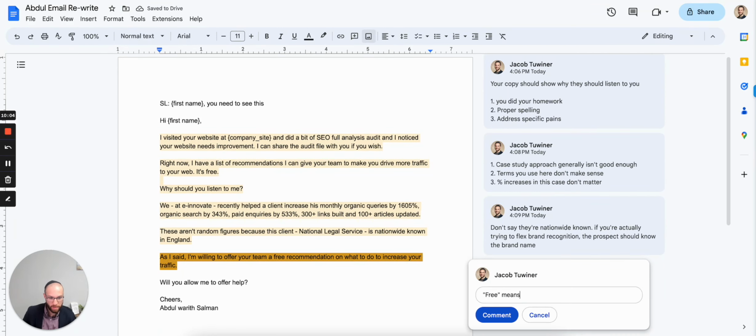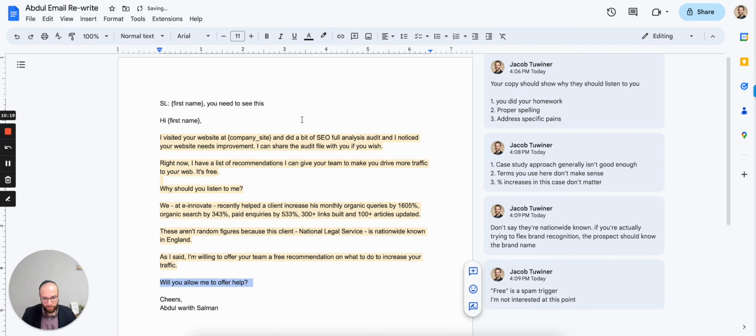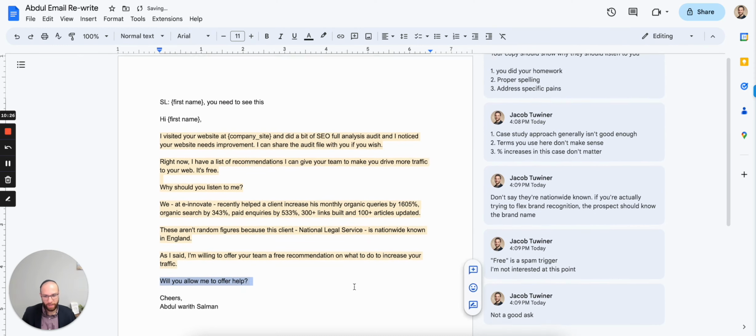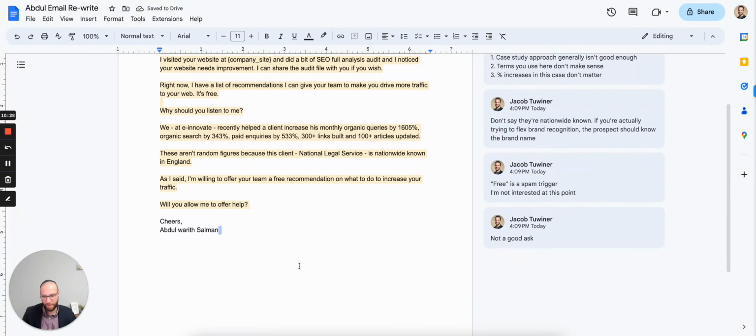Free means free is a spam trigger generally, and I'm not interested at this point. Will you allow me to offer help? At this point, it's just not a good ask. At this point, you're basically just trying to. This is just, yeah. Let's just redo this.